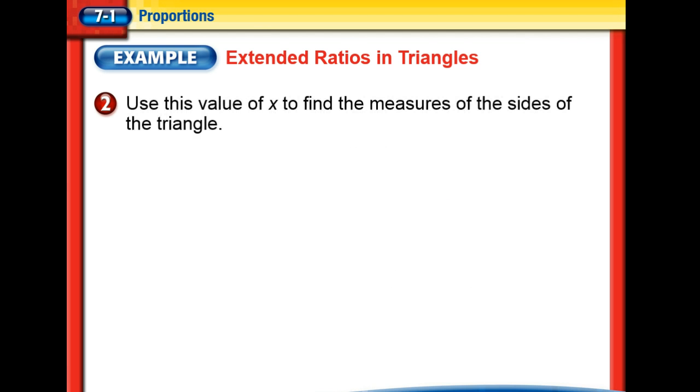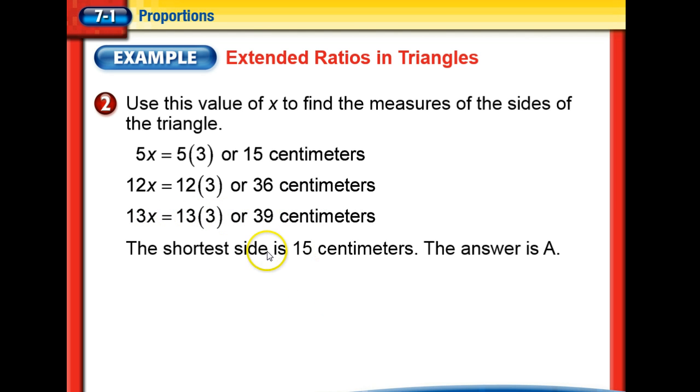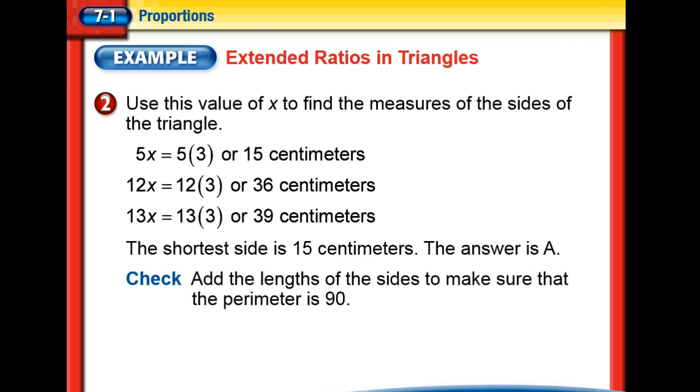So we're going to use the value of x to find the measures of all three sides of the triangle. We know that 5x is the smallest side, so 5 times 3 is 15 centimeters. 12 times 3 is 36. 13 times 3 is 39. The shortest side is 15, so if you wanted to go back and look at your answer choices, the answer would have been A, 15 centimeters. Okay, and then if you want to double check, add these three numbers together and you will get 90.